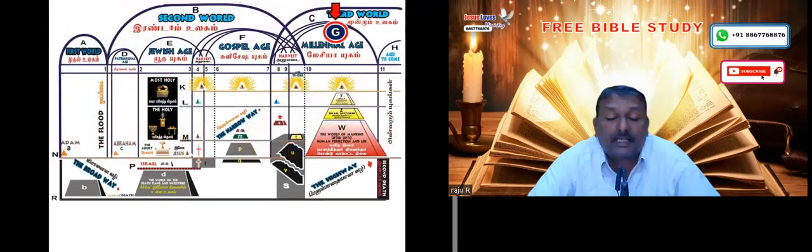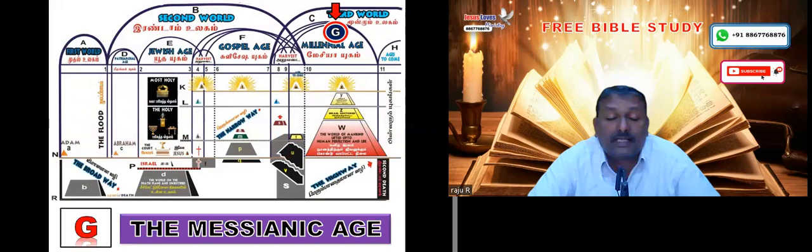Next, after that comes the capital G. Here, the capital G represents the millennial kingdom. The millennial kingdom is the portion in the third world, where Christ Jesus and the church are going to rule on this earth for a period of 1,000 years. That is the period called the millennial age. So this is represented by capital G.